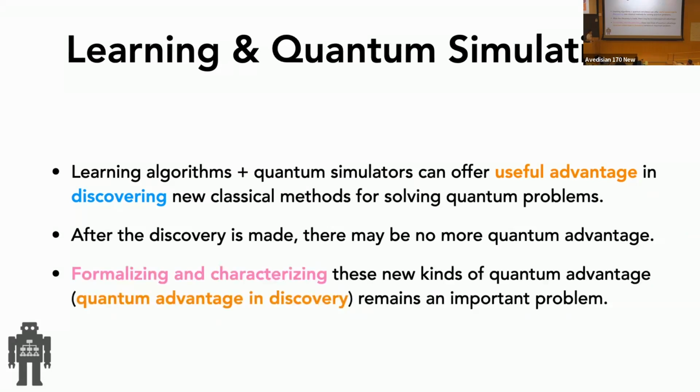So I just wanted to pose out there that I feel like by combining ideas from learning algorithms and ideas from quantum simulation, maybe we can start to formalize and characterize these new kinds of quantum advantage. Maybe we can call them quantum advantage in discovery, or quantum advantage in scientific discovery. And I feel that remains a very important open problem.